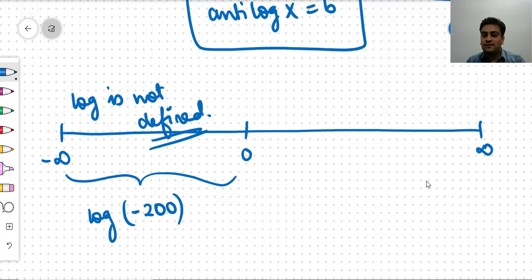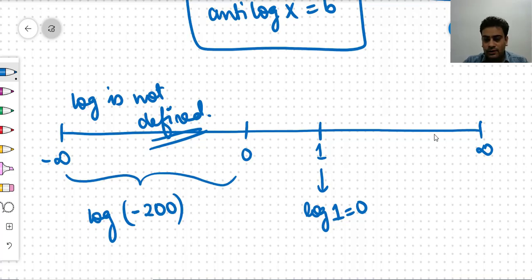Now for the positive side, from 0 to infinity, what will be the log values? Here we again have a barrier, or a center point, that is equal to 1. We know that log 1 is always equal to 0. Whenever your number is equal to 1, your log value is equal to 0.